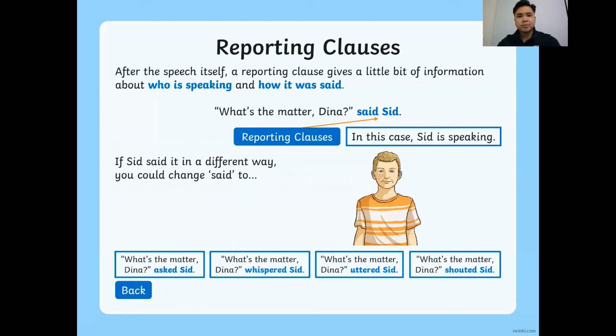Now, if you look at the bottom there, if Sid said this in a different way, the reporting clause could have been changed to asked Sid, or whispered Sid, or uttered Sid, or even shouted Sid, okay? Notice as well, even after the question marks, it's still lowercase because it's still part of the same sentence, okay?